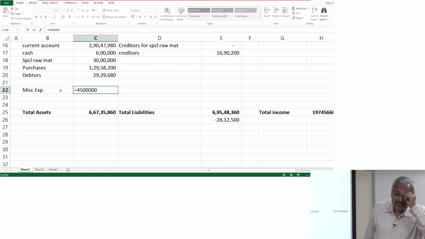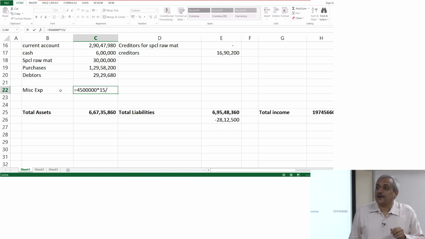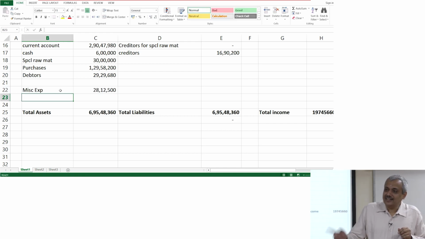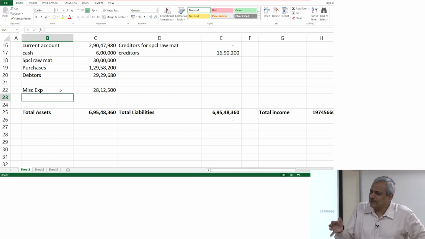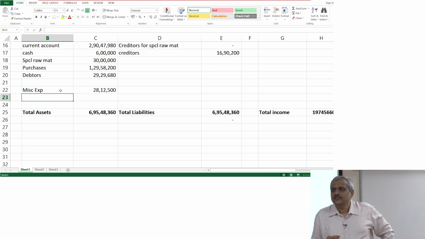Now, there are a lot of other items which will also appear under the head miscellaneous expenditure and losses. When you start a business, there are a lot of expenditures that you incur in setting up the business. We typically use the terminology called preliminary expenditure.